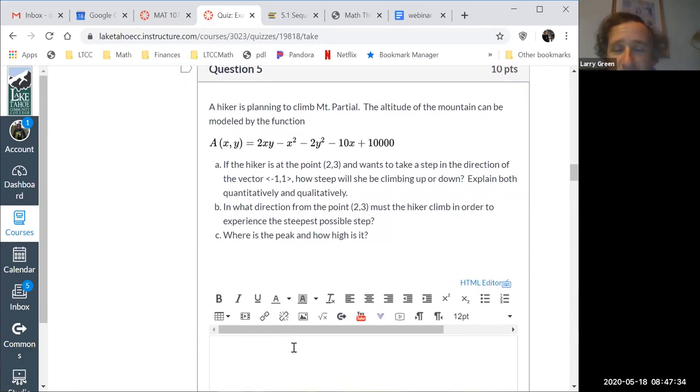A hiker is planning to climb Mount Partial. The altitude of the mountain can be modeled by this interesting function. And now there's an A, B, and a C. So if the hiker is at the point 2, 3 and wants to take a step in the direction of negative 1, 1, how steep will she be climbing, up or down? Explain both quantitatively and qualitatively.